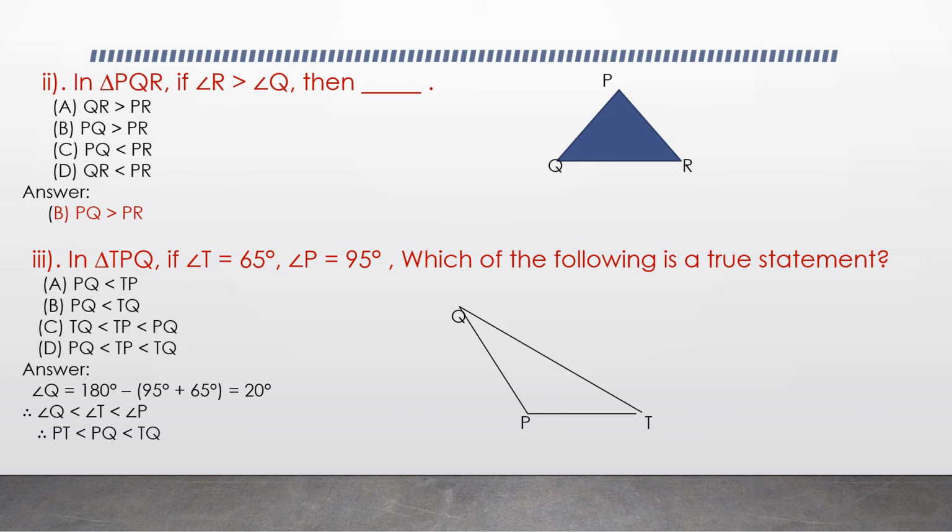And therefore, angle Q is less than angle T is less than angle P. Therefore, the side opposite angle Q is PT, so PT is less than PQ is less than TQ. And in your options, option B, that is PQ is less than TQ, is your answer.